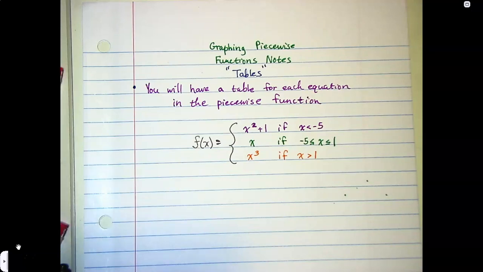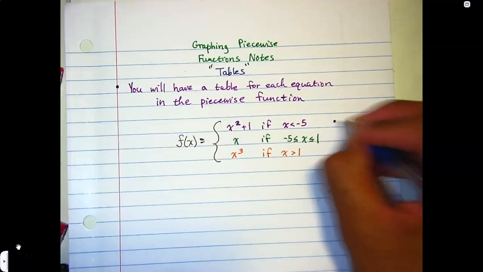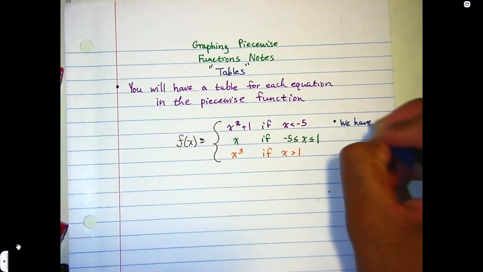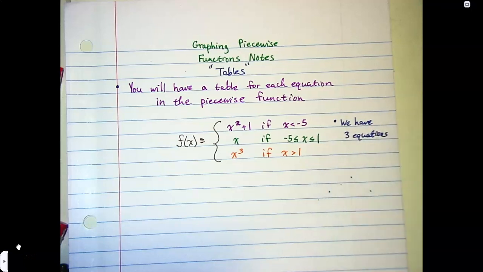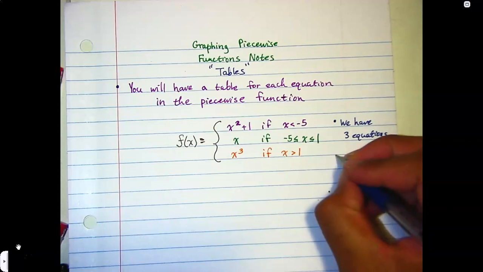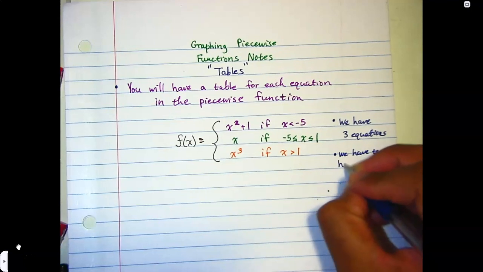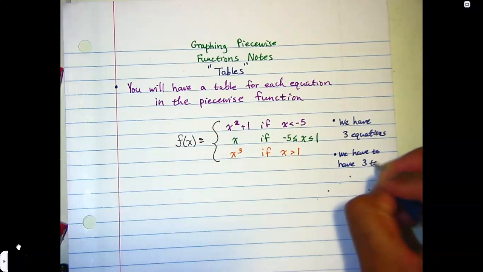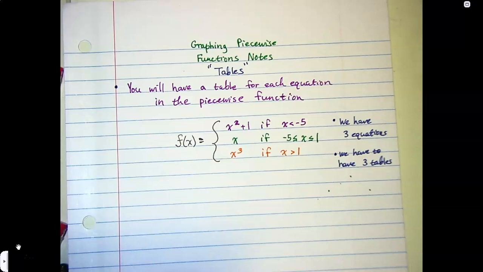Alright, so if we look at it, we have 3 equations going here. 1, 2, 3. 3 lines. So again, I'm going to write this out. We have 3 equations. Since we have 3 equations, we have to have 3 tables. So 3 equations, 3 tables. Hopefully that makes sense. 3 equations, 3 tables? Yeah. Alright.